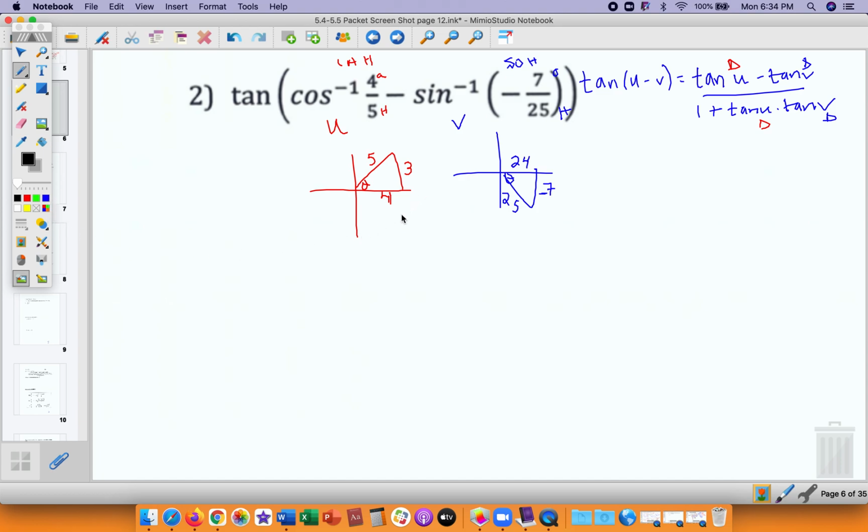So first we see tan of u. So tan of the red triangle. Tan is opposite over adjacent. So we know it's 3 over 4. So we'll have 3/4 minus tangent of the blue triangle, so opposite over adjacent, so negative 7 over 24.